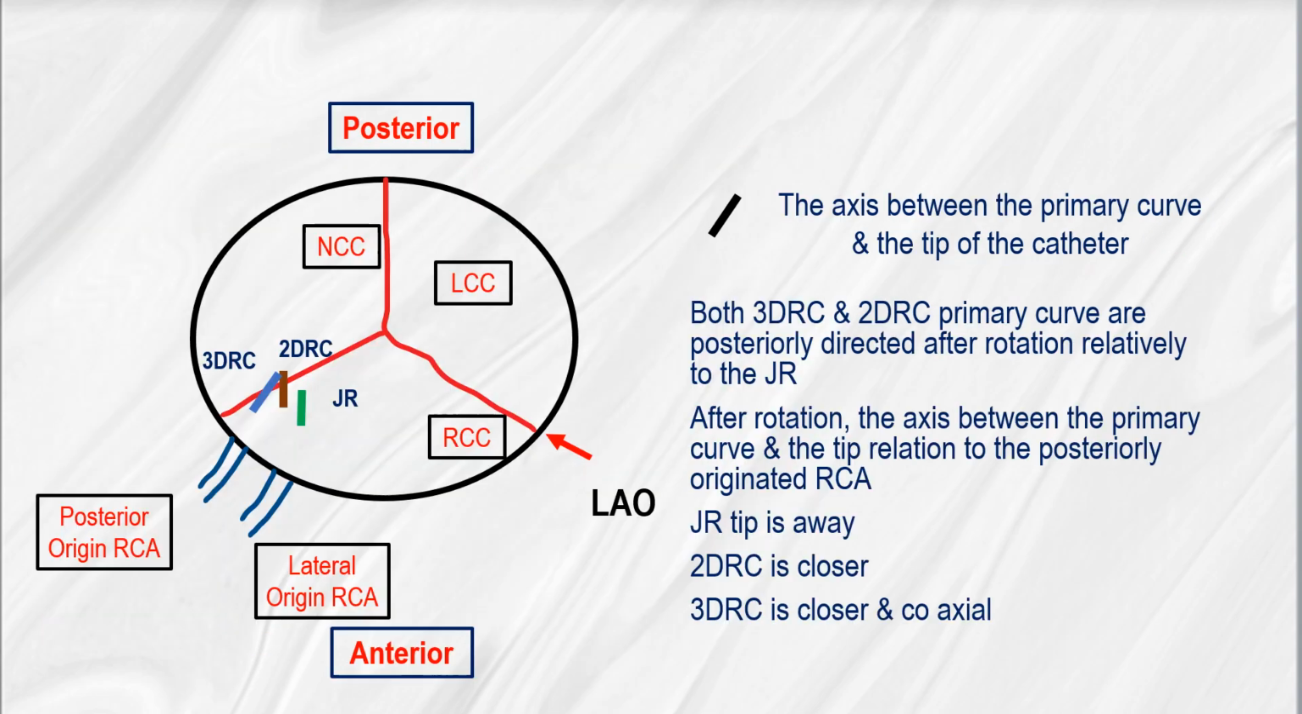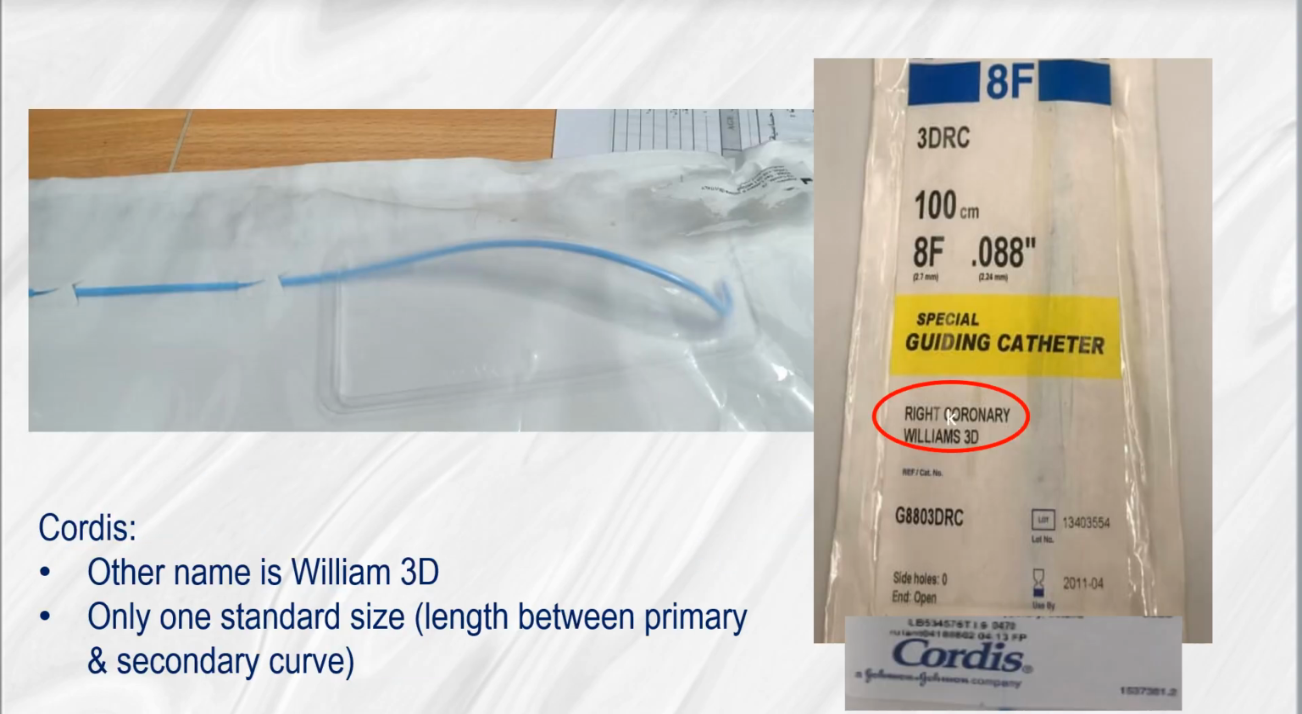In this figure, we can see that both the 3D RC and 2D RC primary curves are posteriorly directed after rotation relative to the Judkins right. After the rotation, the axis between the primary curve and the tip in relation to the posteriorly originated RCA is different. The Judkins right tip is away, the 2D RC is closer, and the 3D RC is closer and coaxial. This design is according to Cordis.